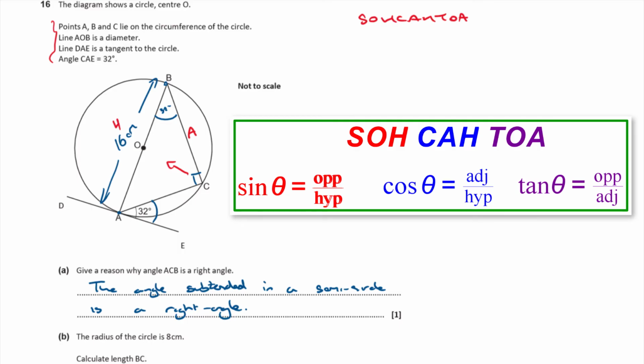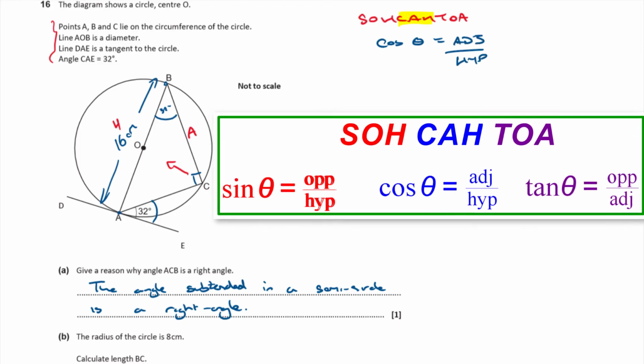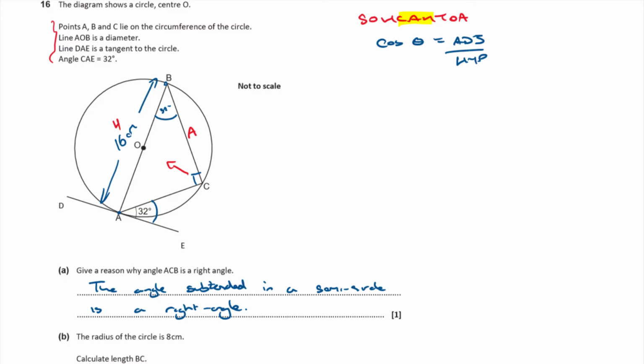Okay, so I want the adjacent and I've got the hypotenuse. So which ratio has got to do with the adjacent and hypotenuse? It is the cosine, so cos. So I'm going to write down the cosine formula. Cos theta is equal to adjacent over hypotenuse. Subbing what I know from the diagram, so the angle is 32 degrees, so that's cos 32 is equal to the adjacent.